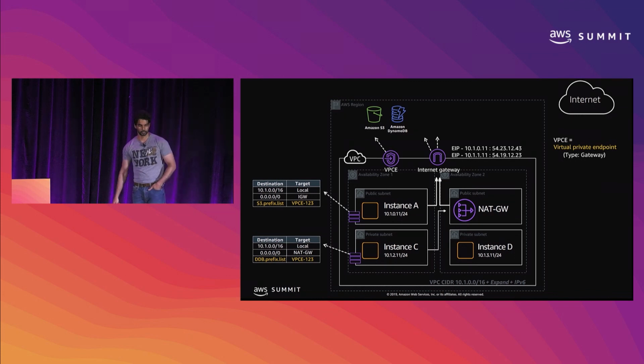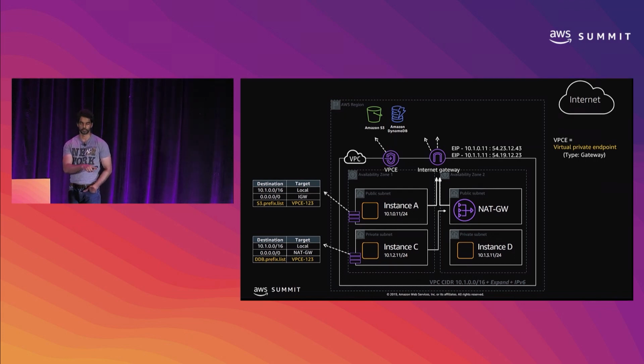And the same goes for the private subnet as well. Now, this gateway VPC endpoint is today available only for two AWS services, Amazon S3 and DynamoDB. And that's why you see here an example. The public subnet has a route for S3, and the private subnet has a route for prefix list.